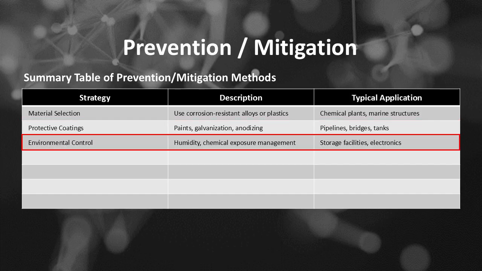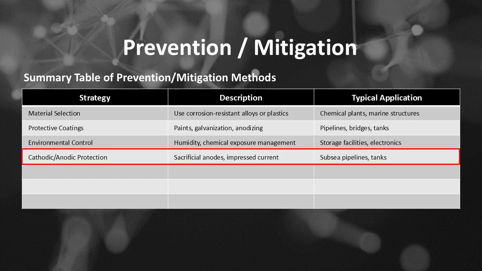If the strategy is environmental control, its description is humidity and chemical exposure management, and the typical application is storage facilities and electronics. If the strategy is cathodic or anodic protection, its description is sacrificial anodes and impressed current, and the typical application is subsea pipelines and tanks.